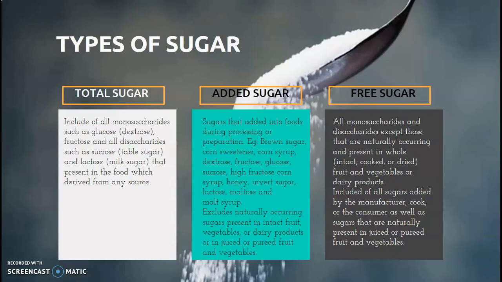And lastly is free sugar. Free sugar is all monosaccharides and disaccharides except those that are naturally occurring and present in whole fruits and vegetables or dairy products. It also includes all sugars added by the manufacturer, cook, or the consumer, as well as sugars that are naturally present in juice or pureed fruits and vegetables.